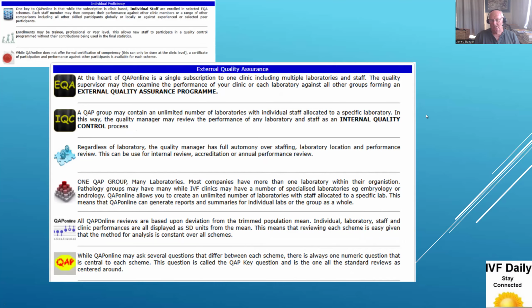So when you submit an answer, you submit it both for your own professional skills and for which laboratory and which group. So you can then basically analyze the process differently. Regardless of the laboratory, the quality manager has full autonomy over staffing, laboratory location, so you can move staff from one lab to another, and performance reviews. This can be for internal reviews, accreditation, or annual performance review. So here, I'm saying you can print out a performance report for each staff member. So when they have their annual review, you can say, look how well you've done, you have participated, you haven't participated, etc. So one QAP group, many laboratories; most companies have more than one.